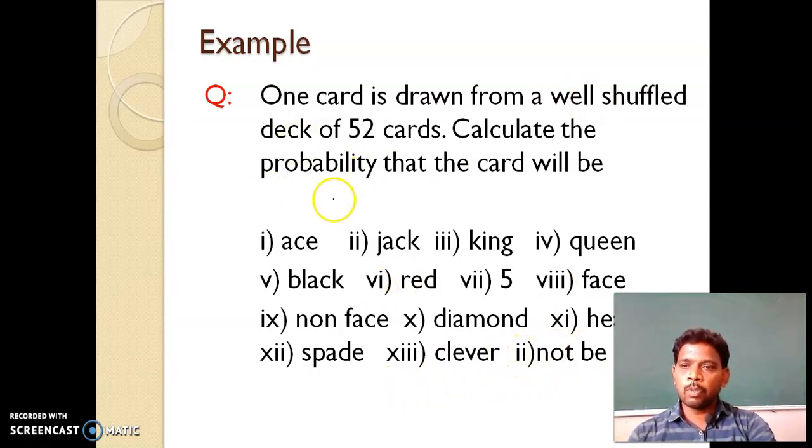Okay. So here, which one is the experiment? The experiment is nothing but the 52 cards. Out of the 52 cards, we are going to take one card. So this is the experiment. And what are the events? These 12 are the events here. So you can define E1, E2 up to E12. Okay, look at the solution now.